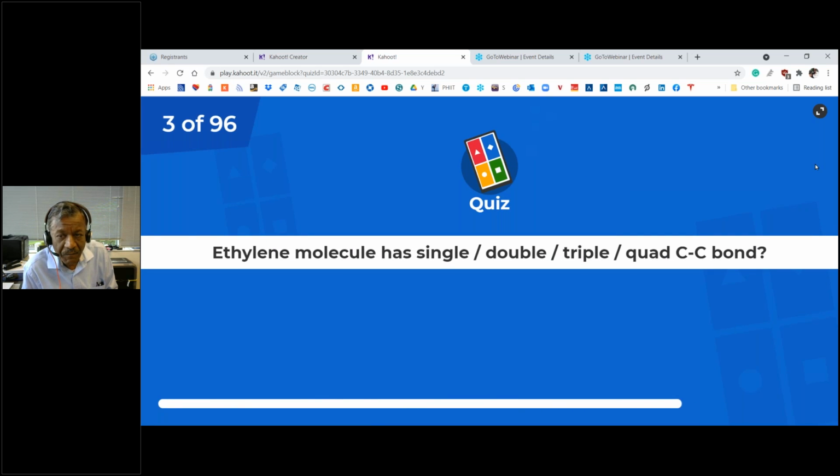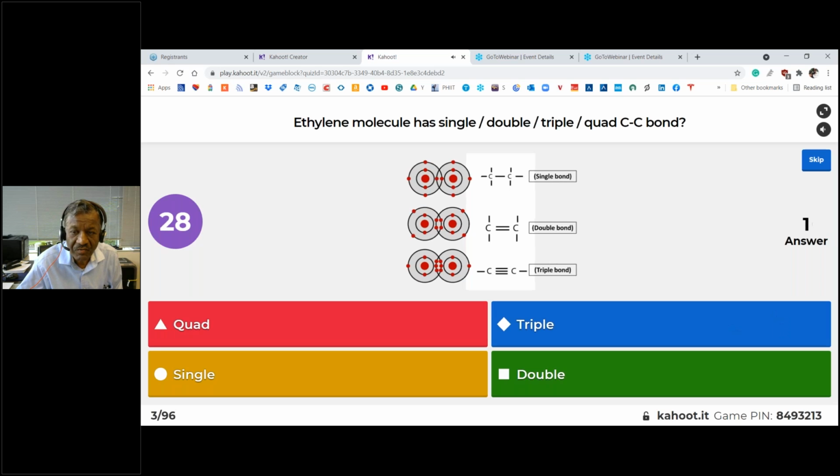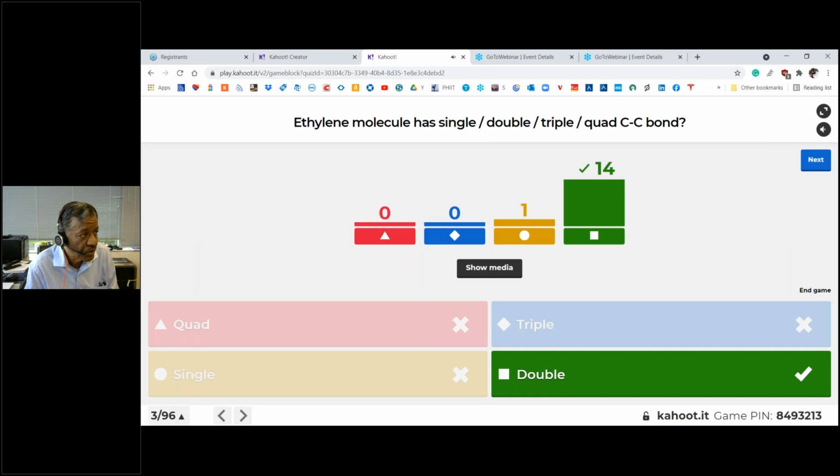Ethylene has carbon to carbon bonding between the 2 atoms. So I want to find out from you whether it is a single bond, double bond, triple bond, or quad bond. Carbon is one of the few elements that can have long chains of its own. It can have single bonds like alkanes, and some examples are ethane and propane. They are the feed for ethylene cracking. Well, very good. Most of you got it right.